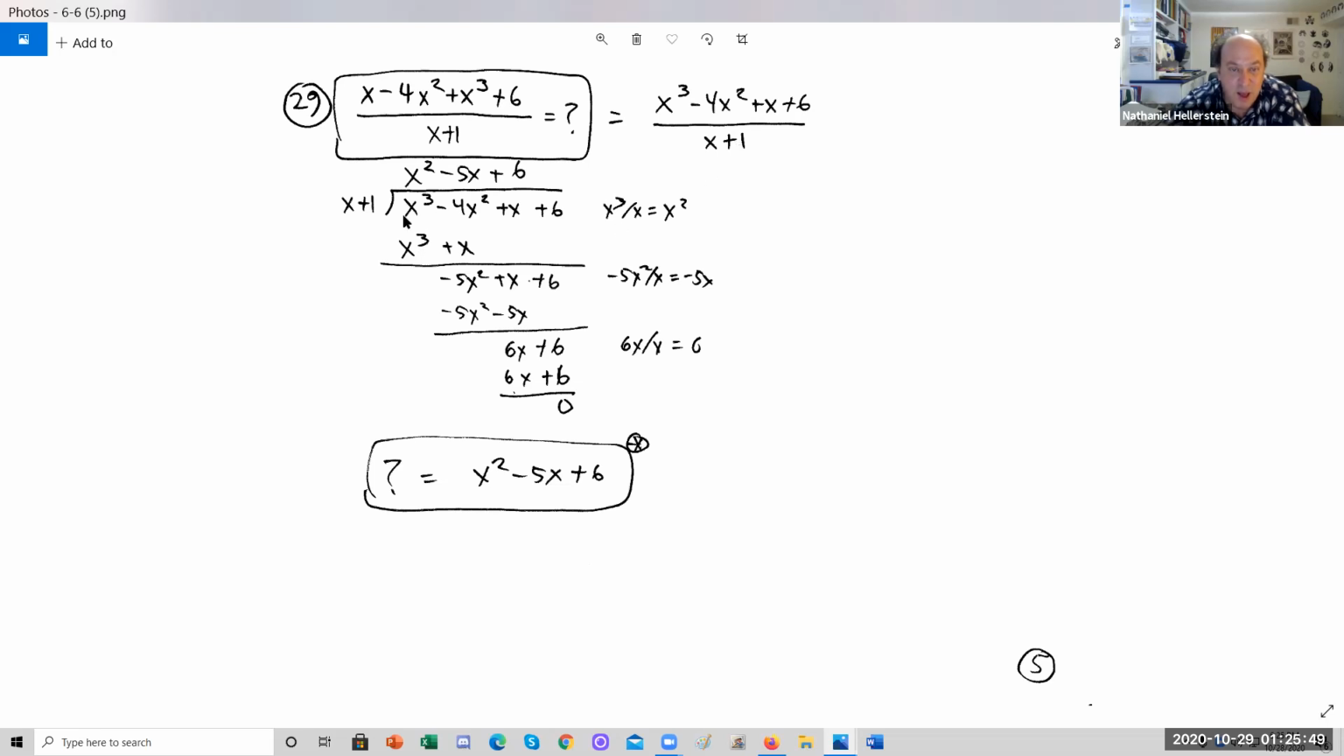Well, okay. I'll step through this one by long division, though like I said, I really should have done it by synthetic division for this section. x plus 1, x cubed minus 4x squared plus x plus 6. Ratio of leading terms is x squared into the quotient. x squared times x plus 1 is x cubed plus x squared.